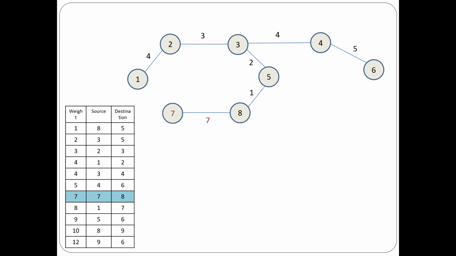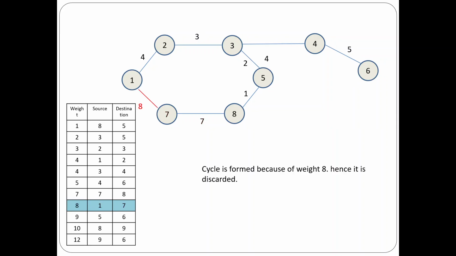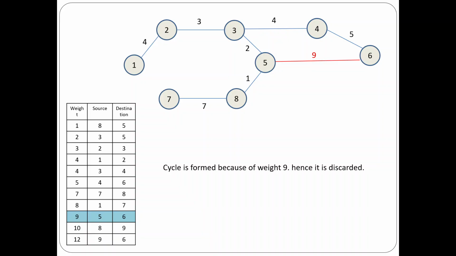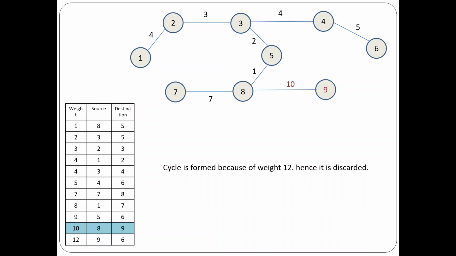In Kruskal's algorithm, in the minimum spanning tree there should not be any cycle. If I add this edge over here, a cycle is formed, so hence it is discarded. The next weight is 9, between 5 and 6. Once I connect that, it will form a cycle, so it will be discarded. Then between 8 and 9, the weight value is 10. Between 9 and 6, the weight value is 12, but it forms a cycle, so it will be discarded.